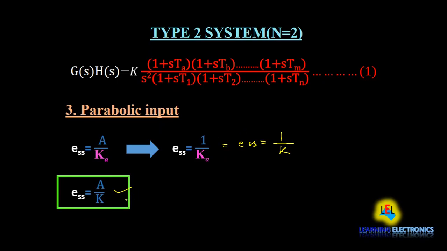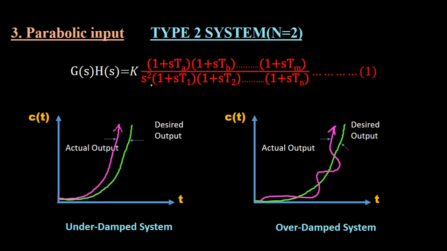Okay, so here we can see that when parabolic input is applied to the type 2 system, then the steady state error is a finite value, and its value depends on the magnitude of the input signal as well as the forward path gain K. So this is the time response of the underdamped and overdamped system for the parabolic input when applied to the type 2 system. So here you can see the steady state error is a finite value which is equal to A by K for both the systems.